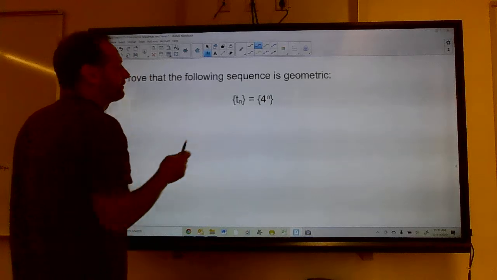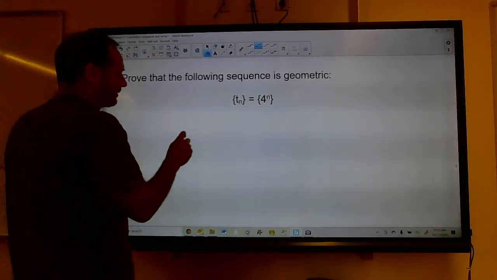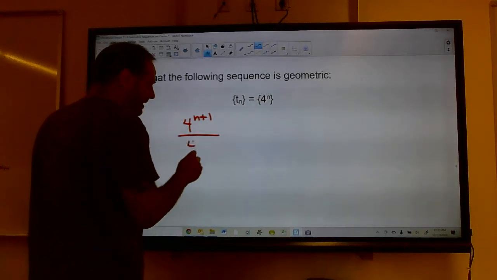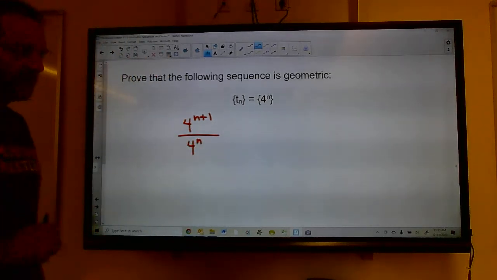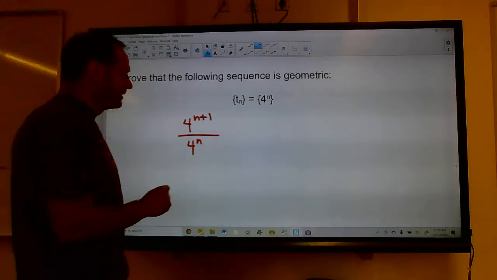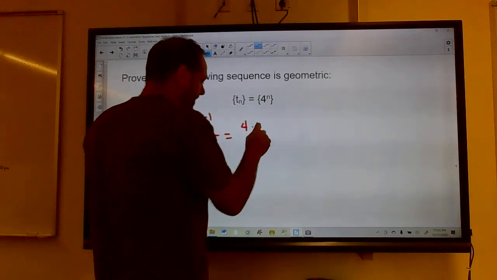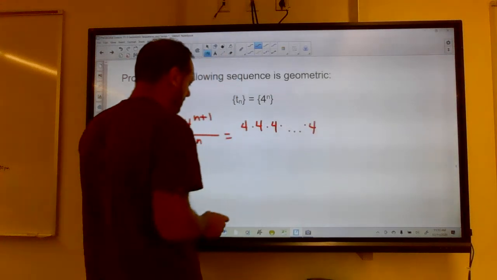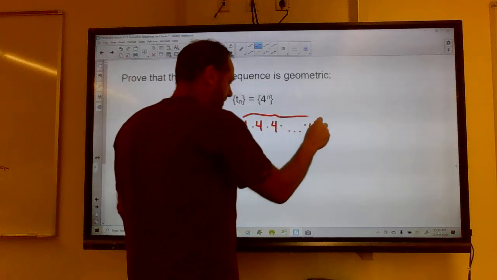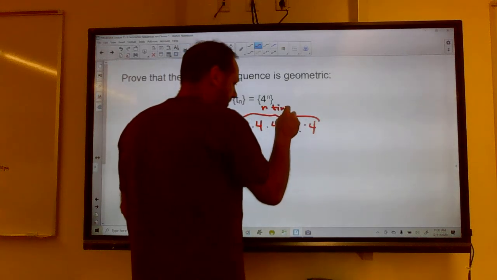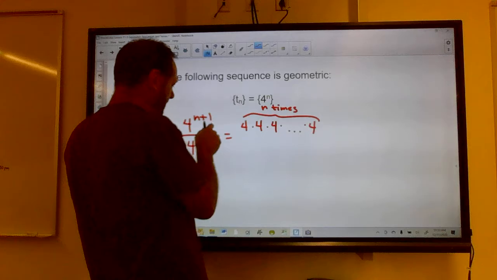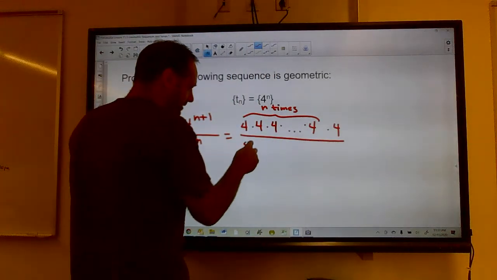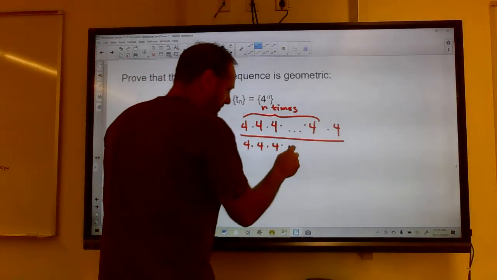All right, so what we're going to do to prove that this is a geometric sequence is take 4 to the n plus 1 power, and divide that by 4 to the n power. And we want to make sure there's no variables in here when we do this. So this is 4 times 4 times 4 times dot dot dot times 4, where this is n times. And then since it's n plus 1, we're going to go times 4 one extra time.